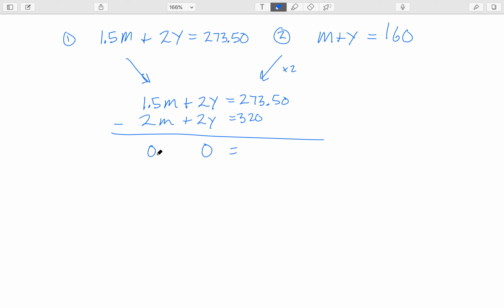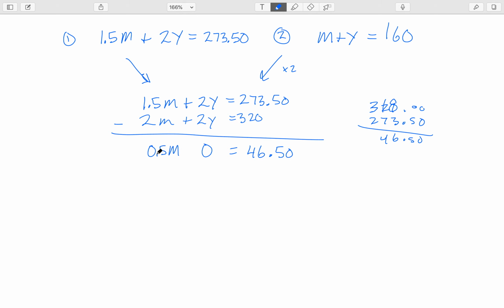This is going to be 0.5 M's. But I have to do bottom minus top here as well. So 320 take away 273.50 is actually going to give me, hang on, what's 320 take away 273.50? I know it's going to be a positive number, right? 50, this becomes a 9, this becomes a 3, this becomes a 1, that becomes 46.50.